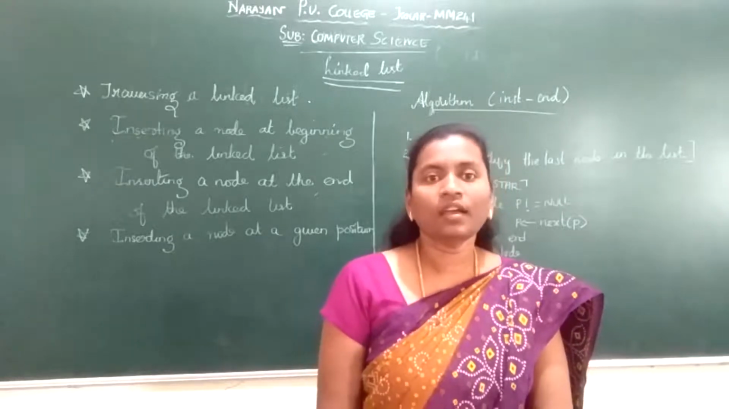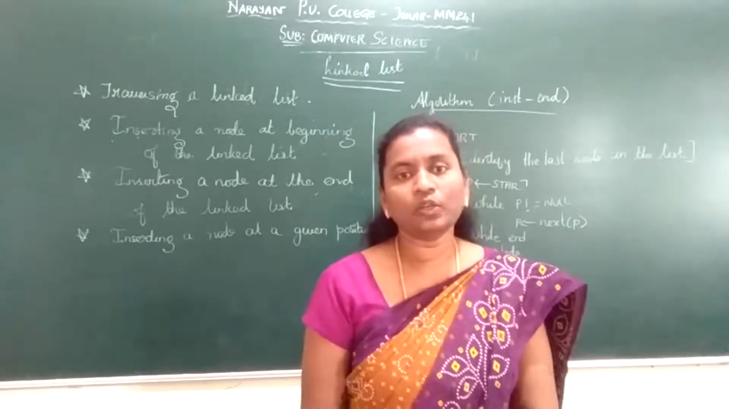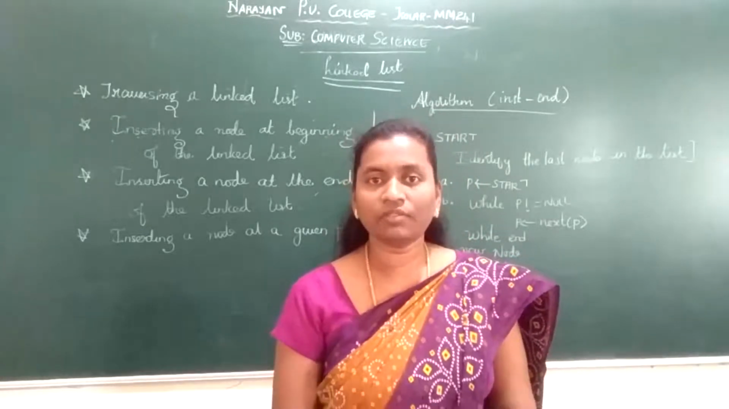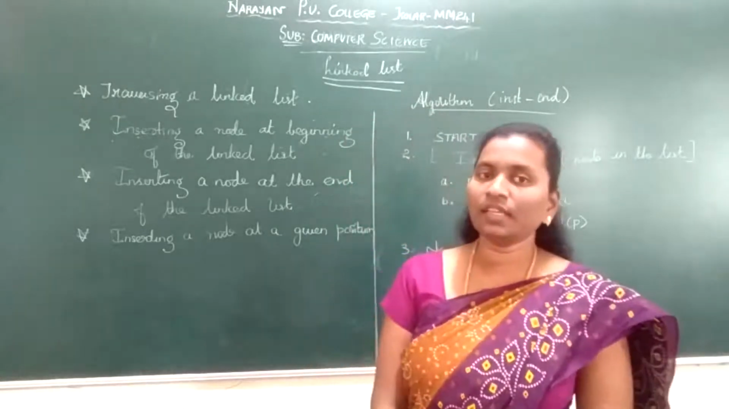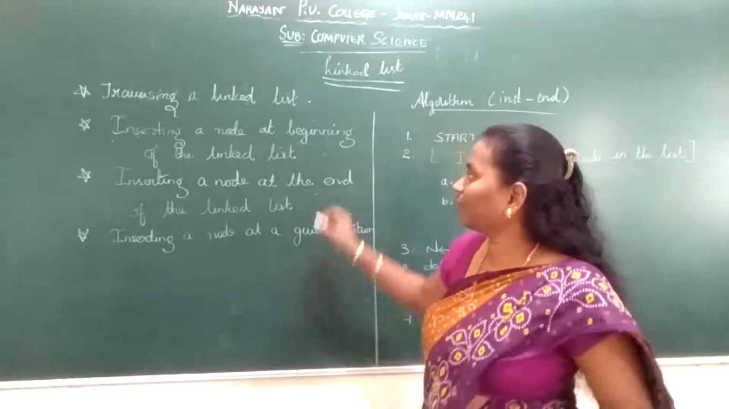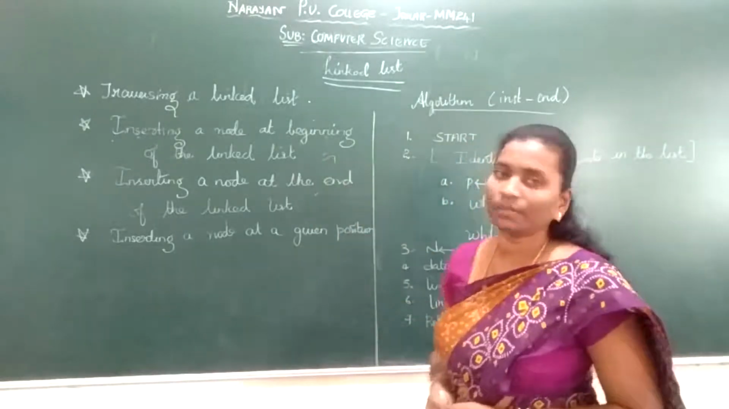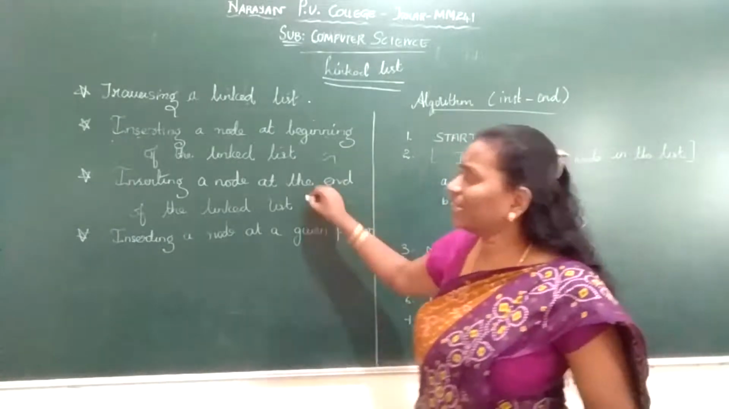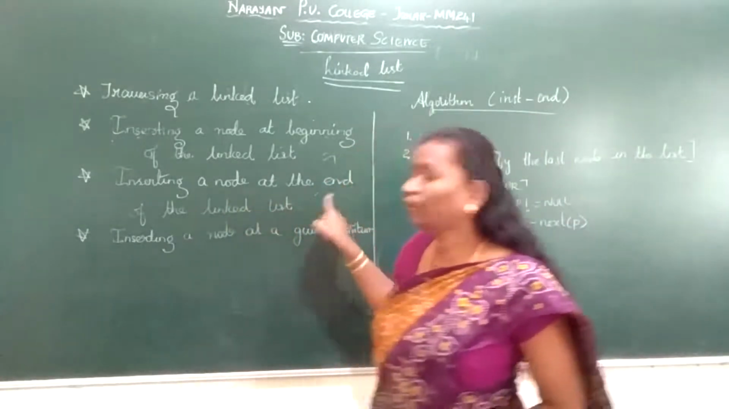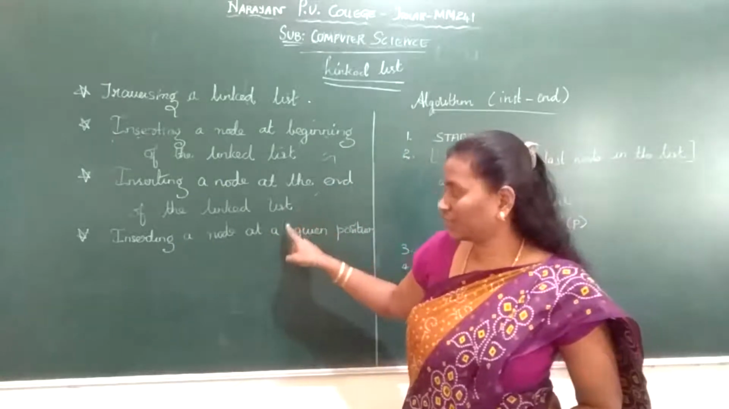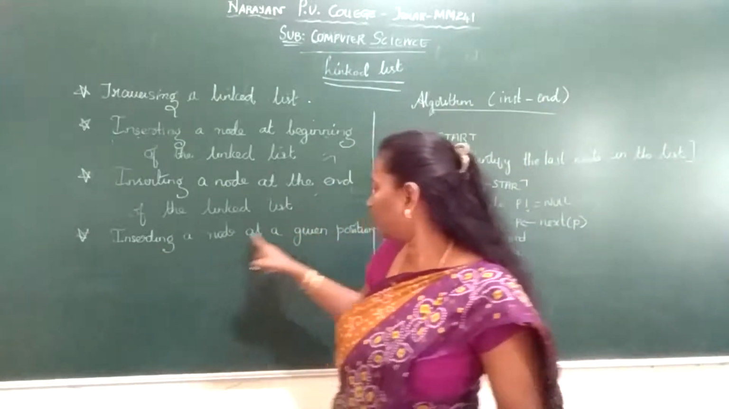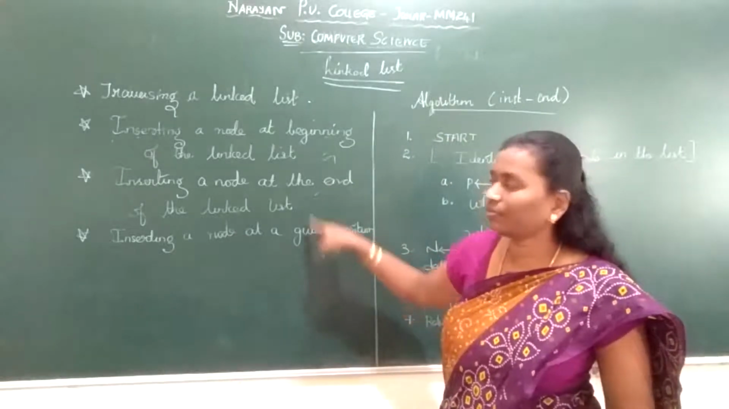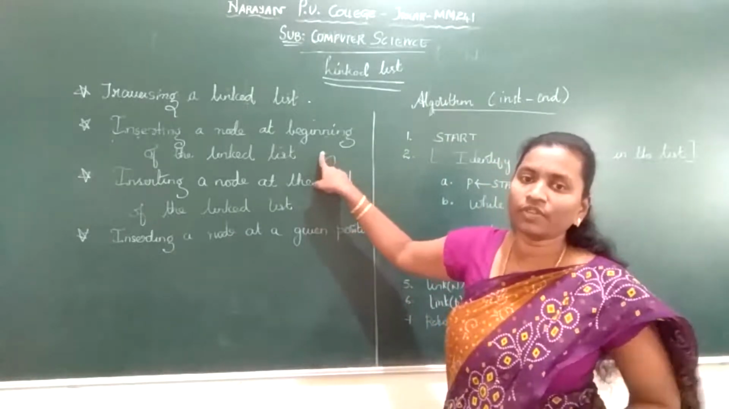I repeat, there are three ways of inserting an element into a linked list. One is at the beginning, next is at the end, and we can insert anywhere, even in between, at the given position. The algorithm for inserting a node at the beginning of the linked list I have already discussed. In today's session I will explain in detail how to insert a node at the end of the linked list. Even this I have discussed; only inserting a node at the given position I haven't discussed. So in today's class I discuss these two algorithms in the case of insertion.